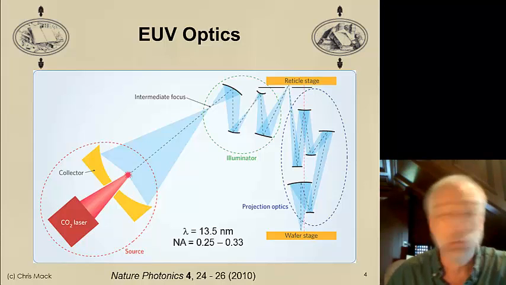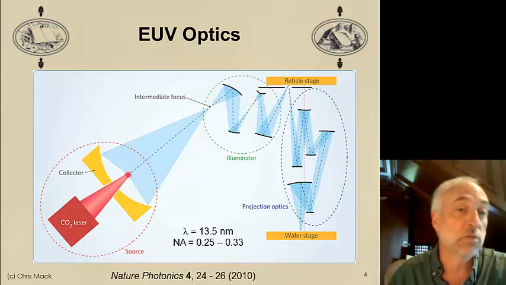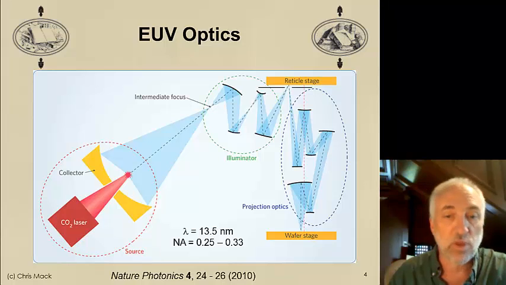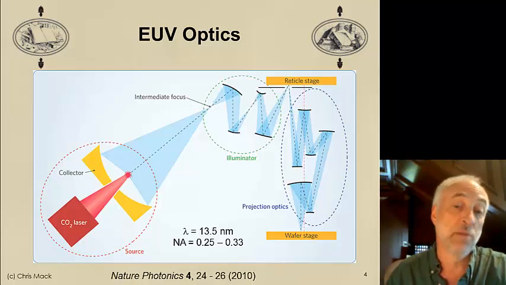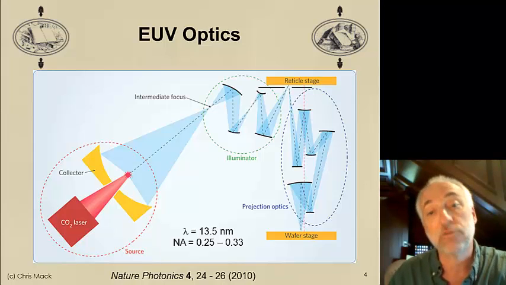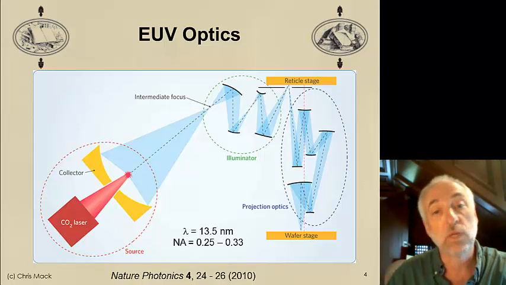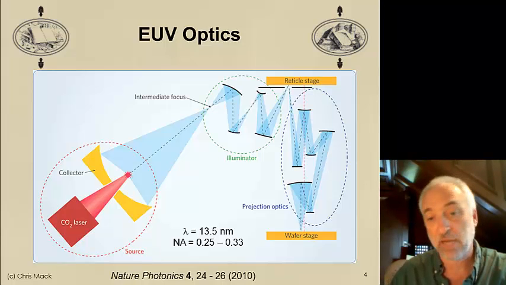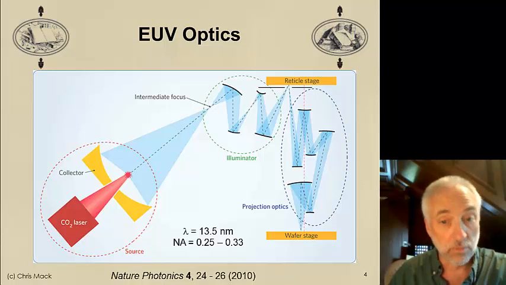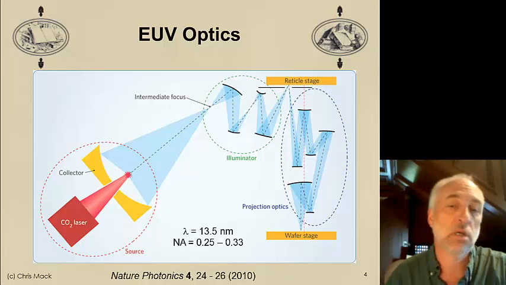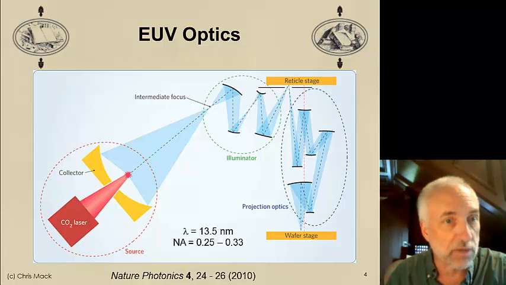The production tools, which are being shipped as I speak, the end of 2013, the beginning of 2014, have a numerical aperture of 0.33. Well, you work the numbers on the Rayleigh equation and you find that the resolution is a little bit better than a factor of 2 beyond what you can do with 193, today's immersion lithography. So this means that we could use EUV lithography instead of double patterning.